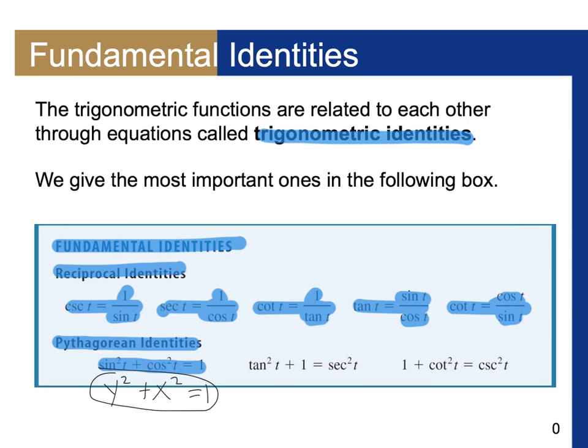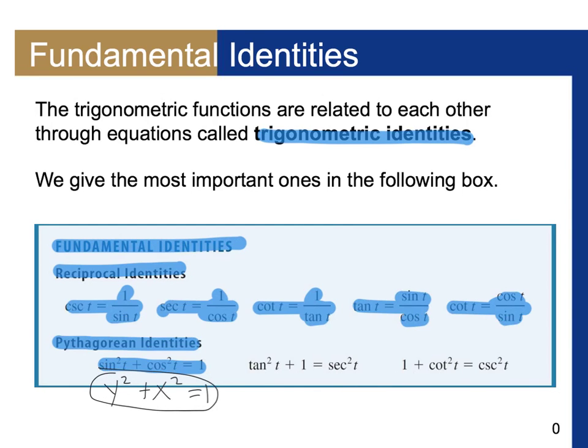We also have a couple others, and these are just based on this basic Pythagorean identity, sine squared plus cosine squared equals 1. That's tangent squared plus 1 equals secant squared. That just comes from dividing both sides of the equation by cosine squared. If we divide both sides by sine squared, we get 1 plus cotangent squared equals cosecant squared. So these all come from sine squared plus cosine squared equals 1.